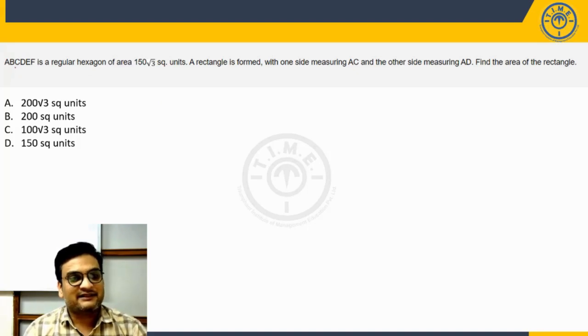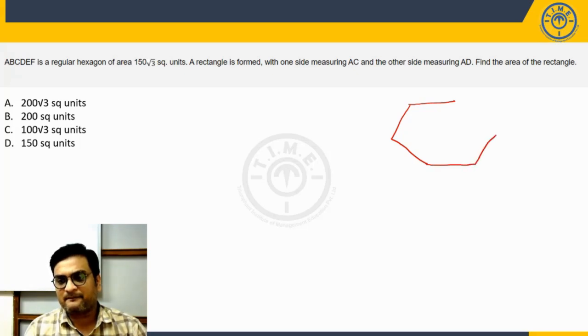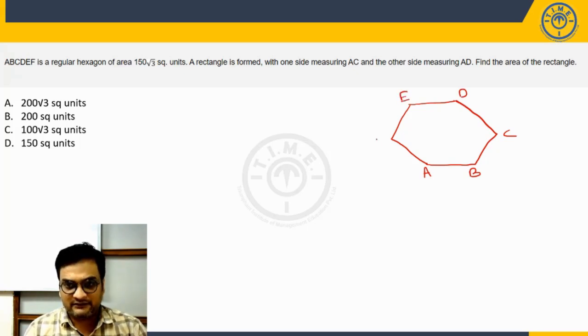So let's get started. It says ABCDEF is a regular hexagon. Hexagon would mean a six-sided polygon, and it's also regular, meaning all interior angles and all sides are equal. So if I draw a rough representation of a regular hexagon, all sides are equal. Say this is A, B, C, D, E, F. It's a rough diagram.